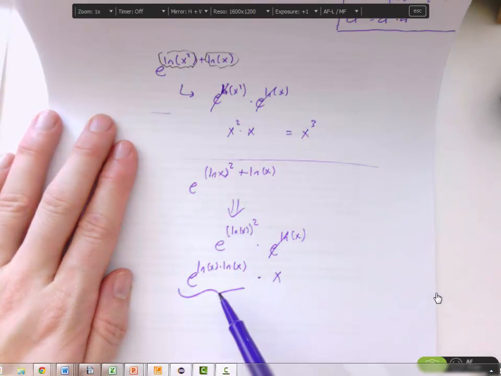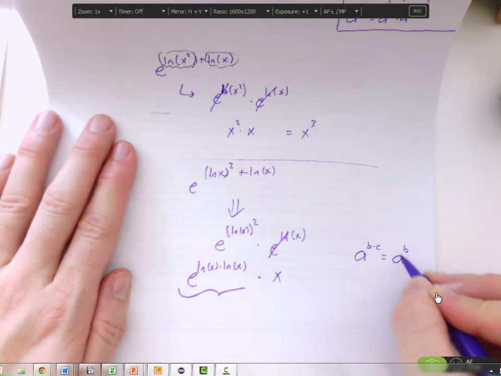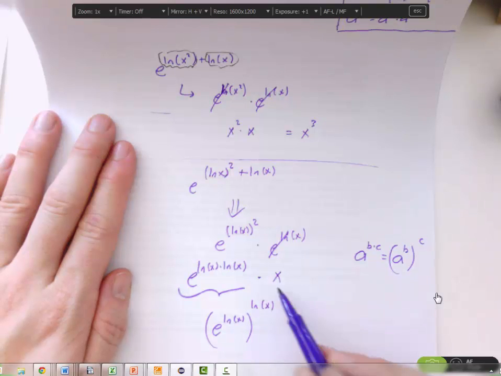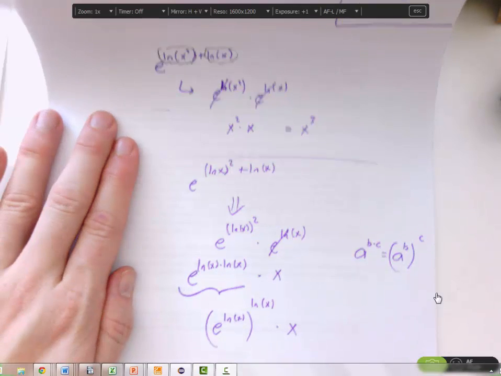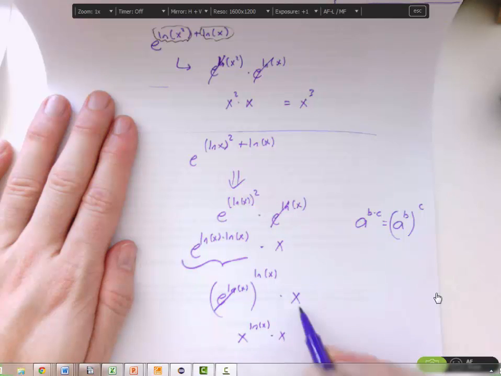Well, here I can apply the rule a to the b times c is like a to the b all to the c power. So I'm going to rewrite this as e to the natural log x all to the power of natural log x. And I still have this times x on the outside. Last step, these two are inverses, so they cancel each other out. They undo each other. So that gives me x is the part on the inside, but that's still raised to the power of natural log x. And I'm multiplying by x on the outside, and that's as simple as I can make it.